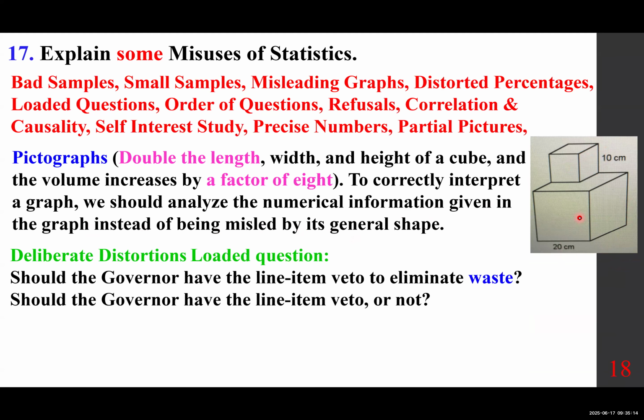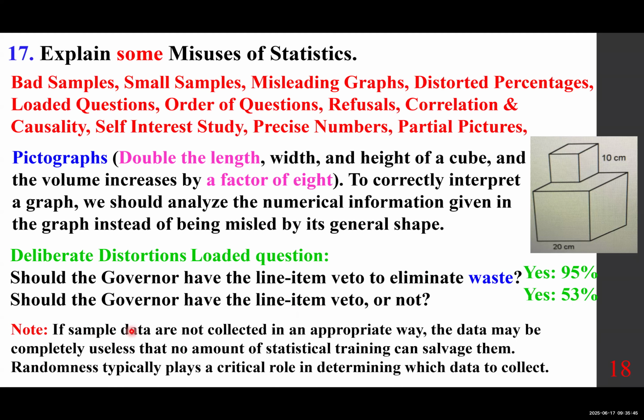Deliberate distortion, loaded questions. Look at these two questions. Should the governor have the line item veto to eliminate waste? Or the same question, should the governor have the line item veto or not? What do you think is going to happen when we add waste? That becomes a loaded question. In this case, 95% said yes. In this case, 53%. That is a huge difference.